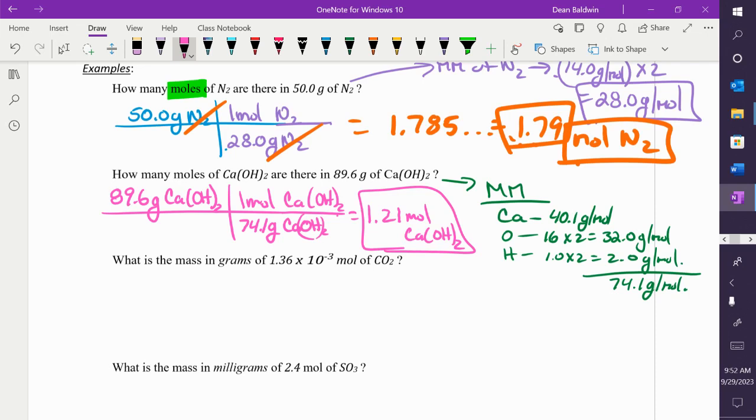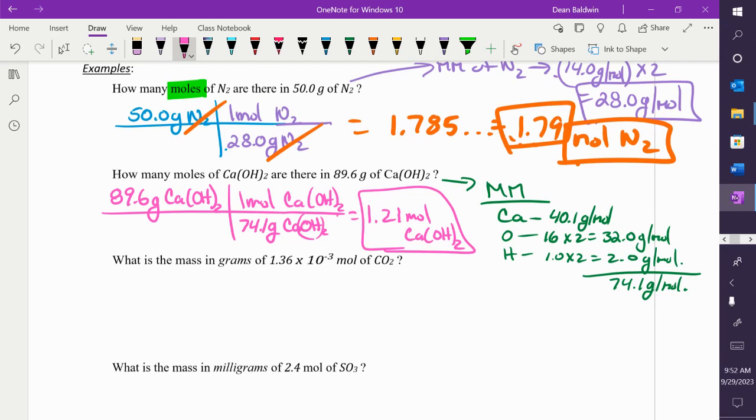Okay, so that's going from grams to moles. Now we got to go the other way. What is the mass in grams of 1.36? This is a type of question you would get. You'd say, I need this many moles of this, and you have to weigh it out. Although CO2 is a gas, so it's a little tricky to weigh, but we'll pretend.